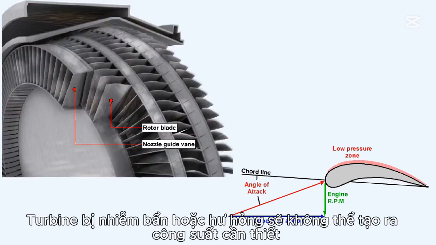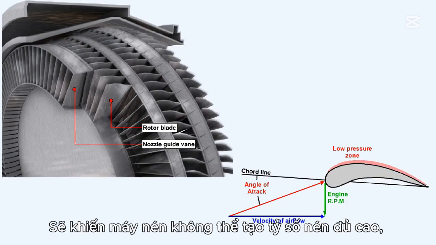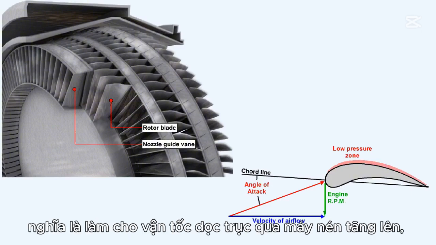A contaminated or damaged turbine will not be capable of generating the power required to drive the compressor at the correct speed. This will make the compressor incapable of generating a sufficiently high compression ratio, which in turn will mean that the axial velocity through the compressor will increase.